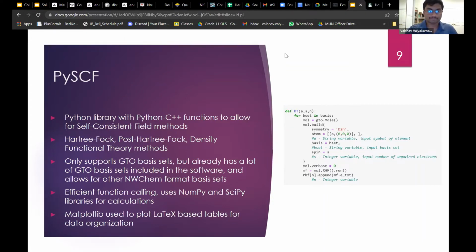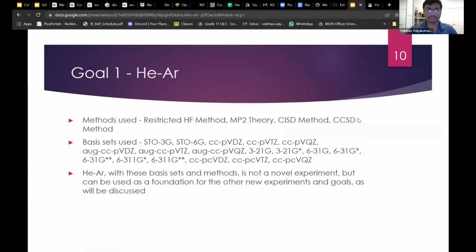So our first goal was calculating energies using PySCF from helium to argon, comparing it with our data from last year, our Slater-type orbital data. We used 4 main methods: Restricted Hartree-Fock, which is just another name for a type of Hartree-Fock, Møller-Plesset perturbation theory, or for the people who are interested, second order, configuration interaction, and coupled cluster methods.